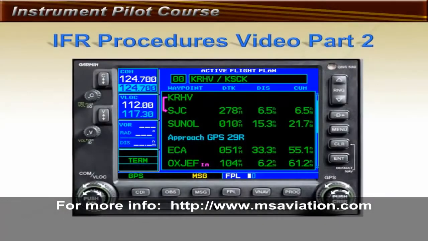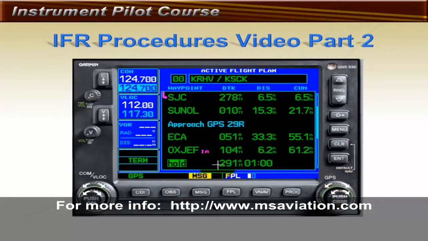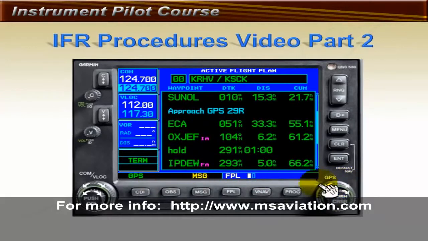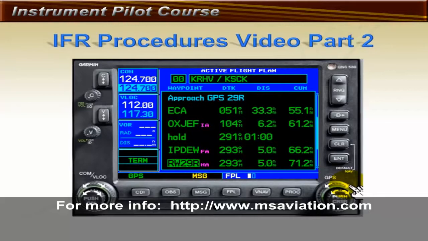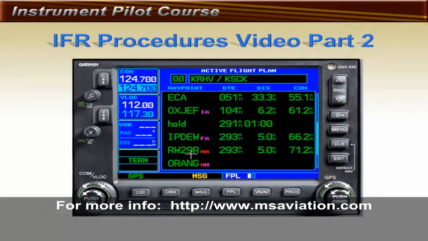In this lesson, we're going to fly the flight plan we created to Stockton. Let's look at the route. We're going to fly from Reid-Hillview to San Jose to Sonoma intersection, then to the Manteca VOR, then OXJEF, and then we're going to do a course reversal. Then we'll cross IPDU, which is the final approach fix, and from there we'll proceed to runway 29 right. If we miss the approach, we'll have to navigate from runway 29 right to ORANG intersection.